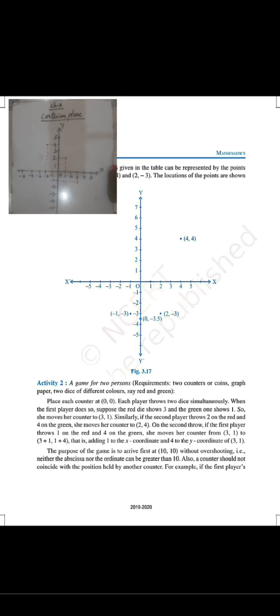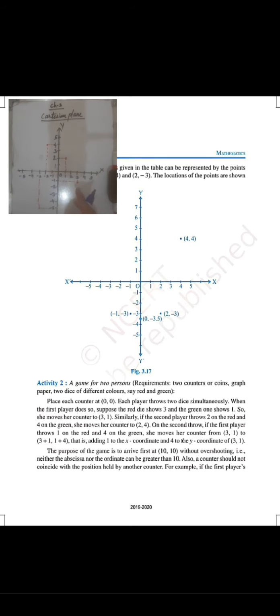And the last point is (-3, -5). x equal to -3 and y equal to -5, so it will be here. So this is the last one. Now we have 5 points, and all 5 points are plotted here. Let's write the coordinates here.